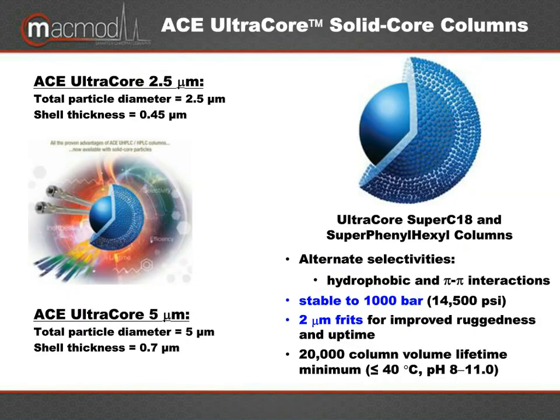Now I'd like to take a few minutes to introduce the ACE ultra-core solid core columns. They're available for UHPLC/HPLC in a 2.5 micron particle size, as well as a 5 micron particle size for purely HPLC separations, and by that I mean 400 bar or below. The 2.5 micron particle can be used with HPLC systems, UHPLC systems, and UPLC systems.